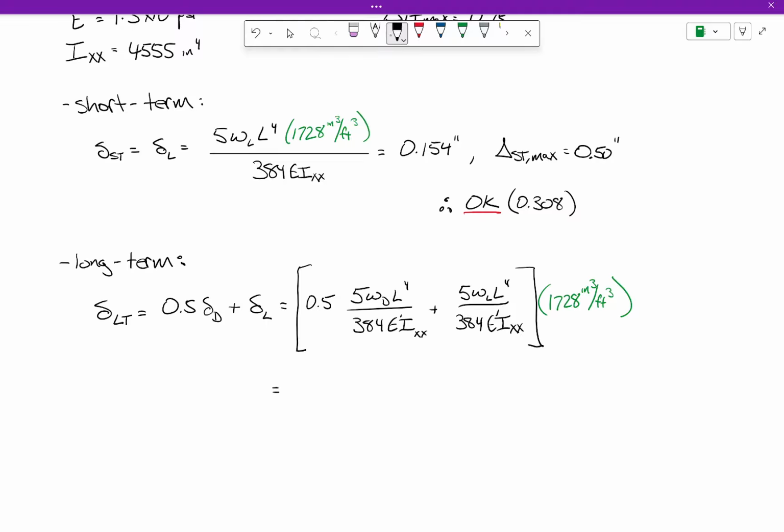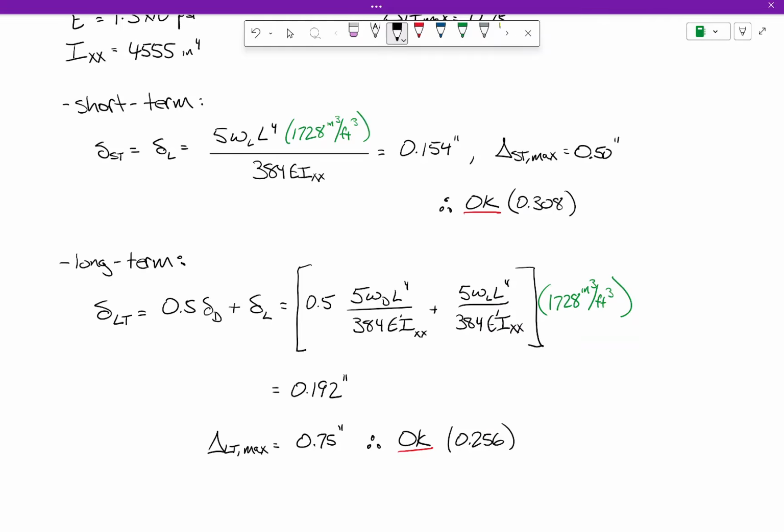Okay. Now when you chug that out, you're going to get a deflection of 0.192. Okay, and then again, compare that against the long-term deflection limit of 0.75. Are we good? Yes, we're good. Okay, and that performance ratio, if you divide those two, is 0.256.